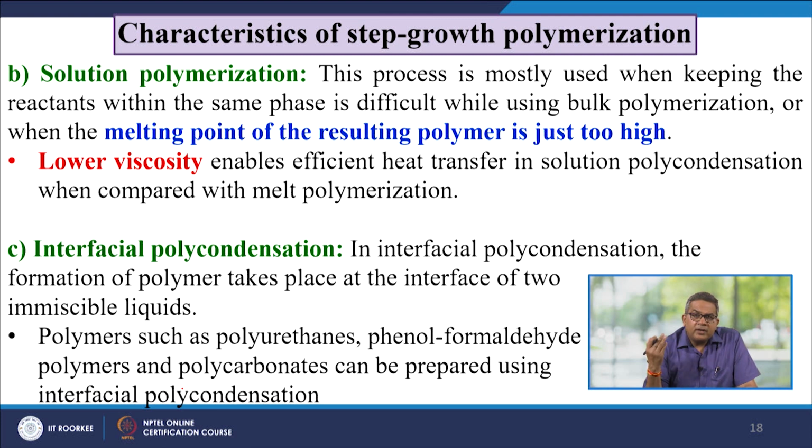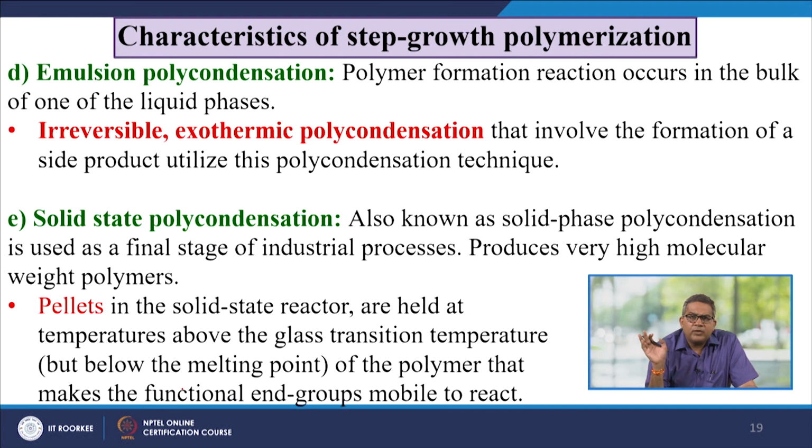Interfacial polycondensation is the formation of polymer that takes place at the interface of two immiscible liquids. Polymers like polyurethanes, phenol formaldehyde polymers, and polycarbonate can be prepared using interfacial polycondensation. Emulsion polymerization or emulsion polycondensation. Usually, the polymer formation reaction occurs in the bulk of one of the liquid phases. Irreversible exothermic polycondensation involving the formation of a side product utilizes this polycondensation technique.